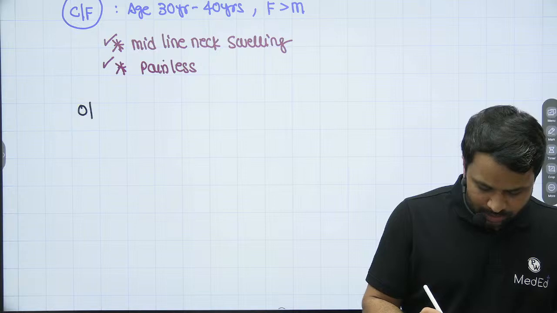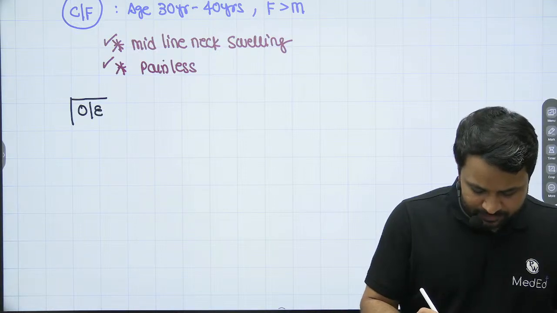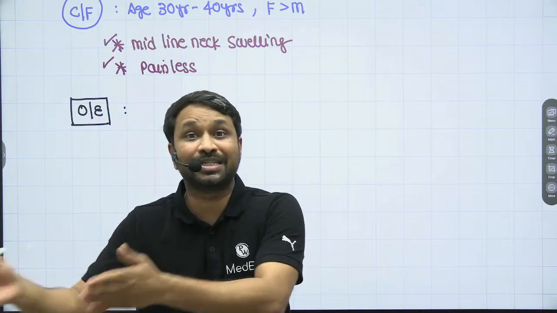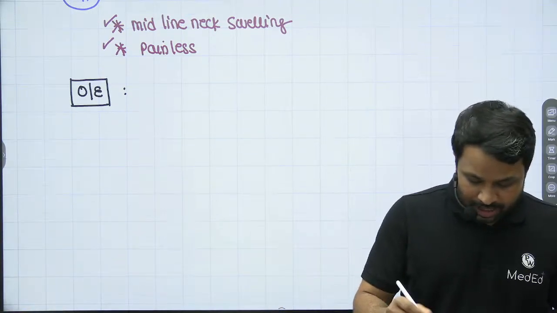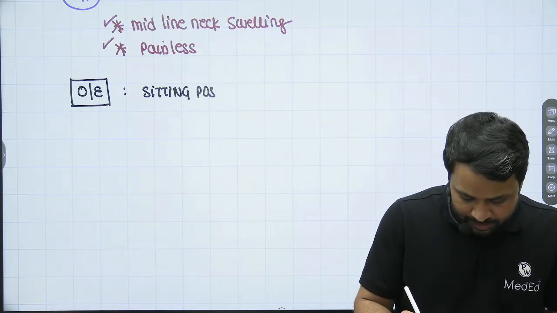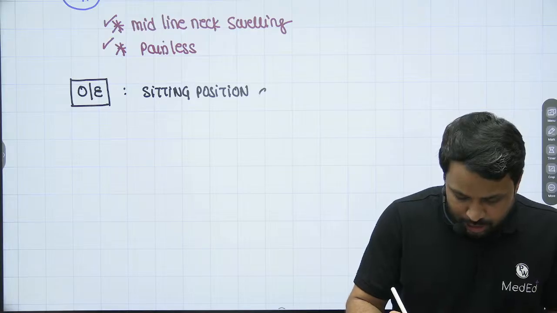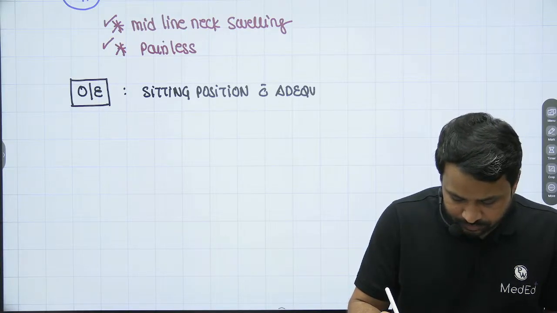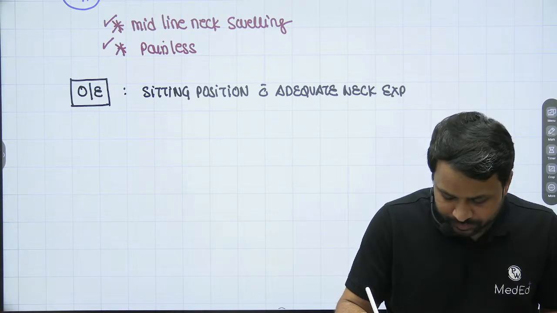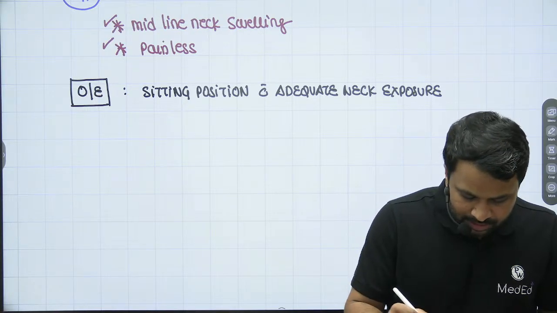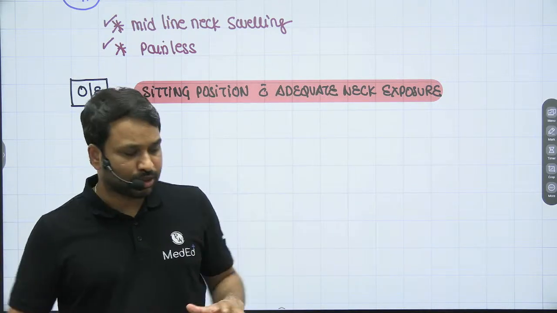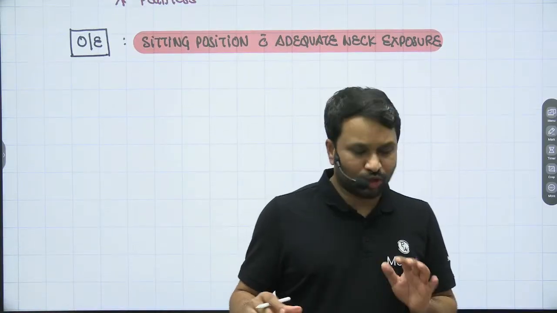I said okay, on examination what are the different findings that we are going to get. लेकिन examination करने के लिए you have to do something. What are the positions in which you would like to examine? So remember, I will examine in a sitting position with adequate exposure of the neck. यही prerequisite है thyroid gland के examination का. So I will ask the patient to sit on a stool with an adequate exposure of the neck.